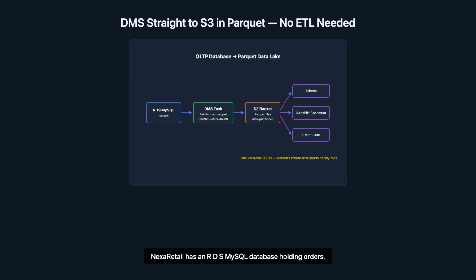Here's a pattern the exam loves. Nexer Retail has an RDS MySQL database holding orders, and the analytics team wants those orders queryable in the data lake. Instead of building a Glue job, you point DMS directly at S3 as the target, set data format to Parquet, and DMS writes columnar Parquet files straight into the bucket, date partitioned by commit time. Once those Parquet files land, Athena can run serverless SQL against them instantly, with no ETL pipeline needed.